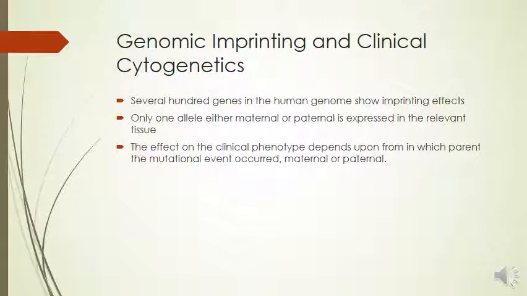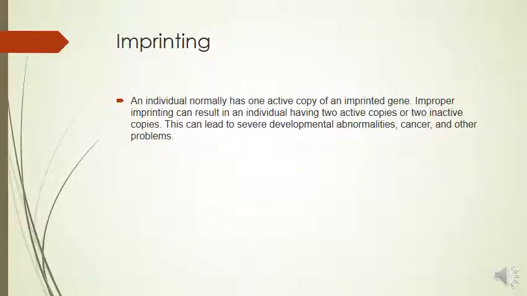In looking at genomic imprinting and clinical cytogenetics, several hundred genes in the human genome show imprinting effects. Only one allele, either maternal or paternal, is expressed in the relevant tissue. The effect on the clinical phenotype depends upon which parent the mutational event occurred in, either maternal or paternal. Imprinting, as you know, is when an individual normally has one active copy of an imprinted gene, and improper imprinting can result in an individual having 2 active copies or 2 inactive copies. This can lead to severe developmental abnormalities, cancer, and other problems.